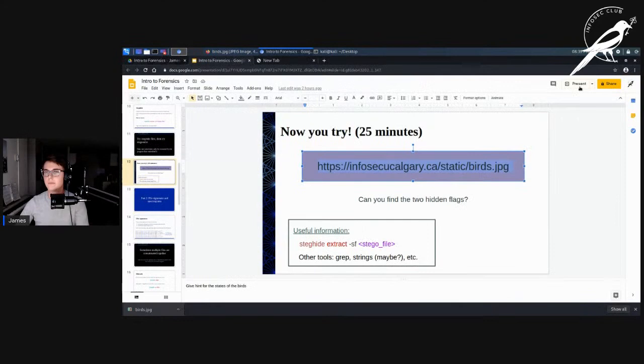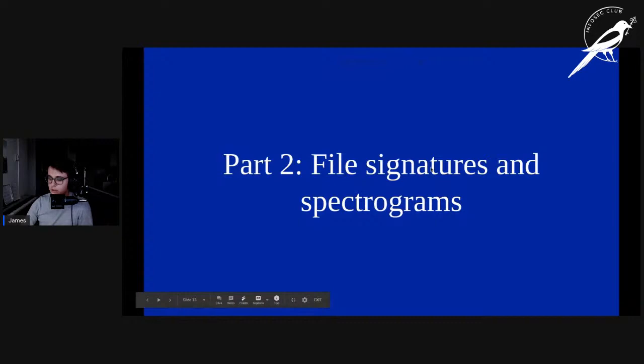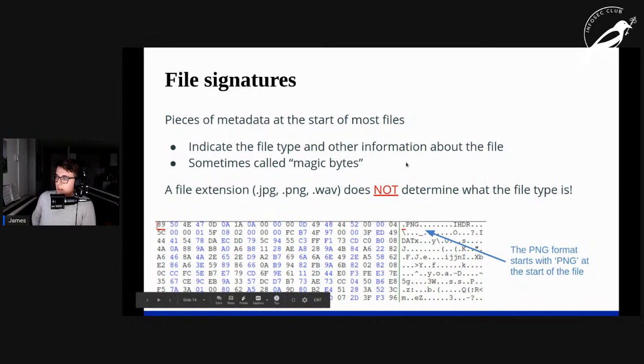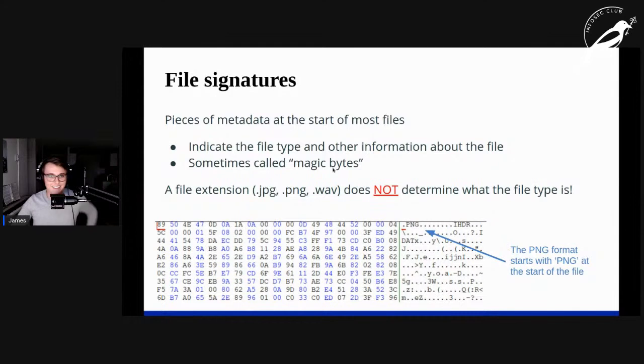All right, next up, we'll talk about file signatures and spectrograms. So what is a file signature? A file signature is a piece of metadata that starts on most files. I think Jeremy mentioned in our very first workshop that the file extension in Linux doesn't necessarily indicate what the file type is.